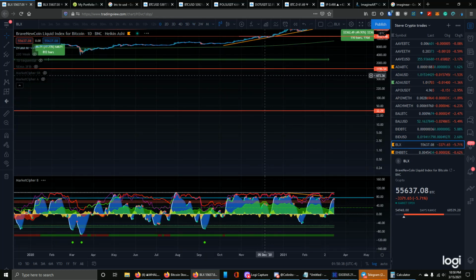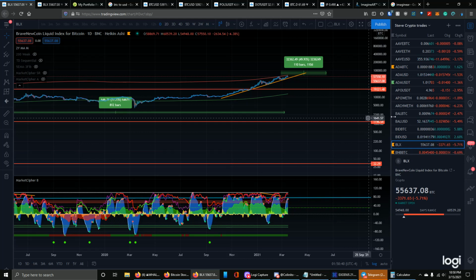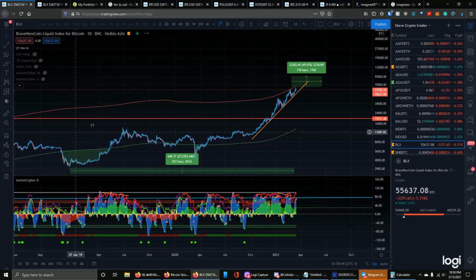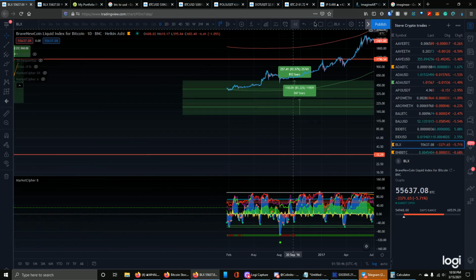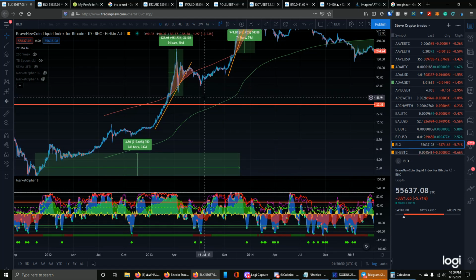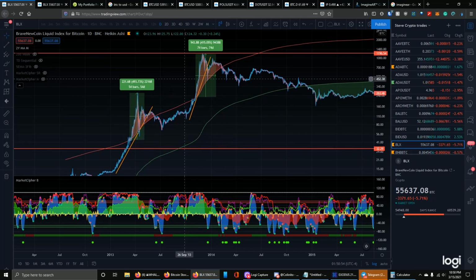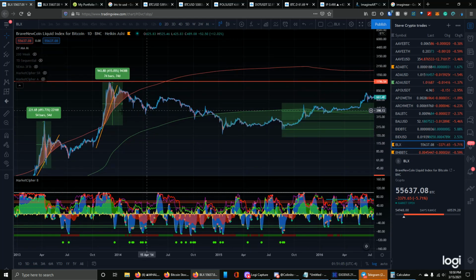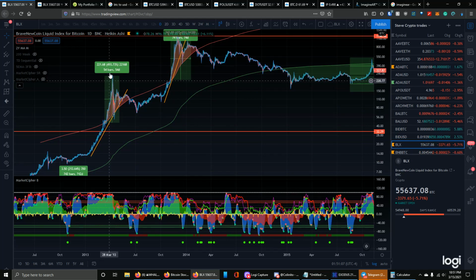Now if we go into the daily, why don't we start at the beginning? If we start at the beginning, we could be in a scenario where we're going to see a double top like this. It's likely this could happen, but I'm still leaning more towards, either way, I would be taking profits in both these areas.